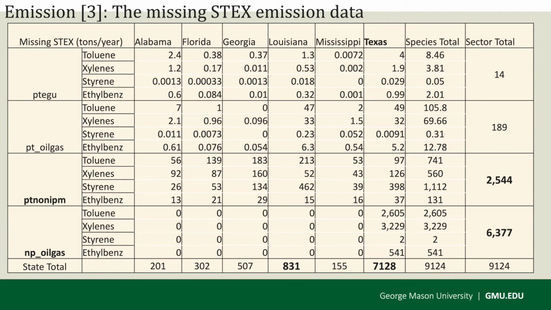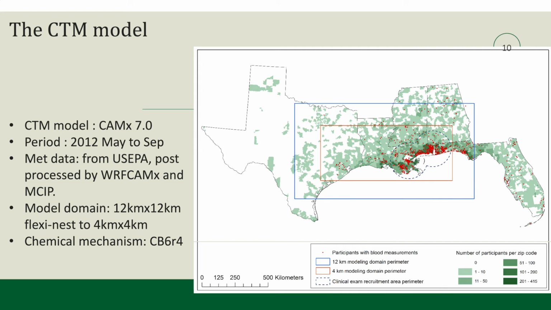This is emission part 3, the missing SBTEX emission data. In this table, the columns indicate different states and the rows indicate different species in different sectors. Following this table, we find that Texas has the largest missing amounts, happening in the nonpoint oil and gas sectors. The second largest sector is the PT non-IPM, and the second largest state is Louisiana. We make an additional NEI emission data for the SMOKE input, and we reprocess the SMOKE model again to gap fill these missing emissions. After that, we apply the emission data into the CTM model.